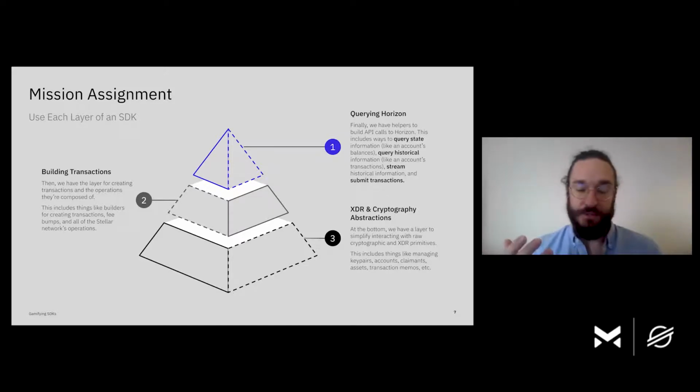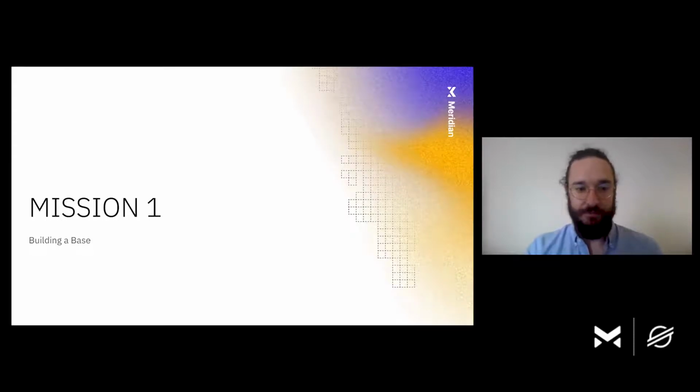And finally, and most importantly, I would say, is submit transactions to the Stellar network itself. So you create your transaction from the layer below and you submit it to Horizon, and then it gets taken into the network, and you have actually successfully done something on the Stellar network. So that's the rundown. And now we're going to dive right into mission 1, which is building a base.